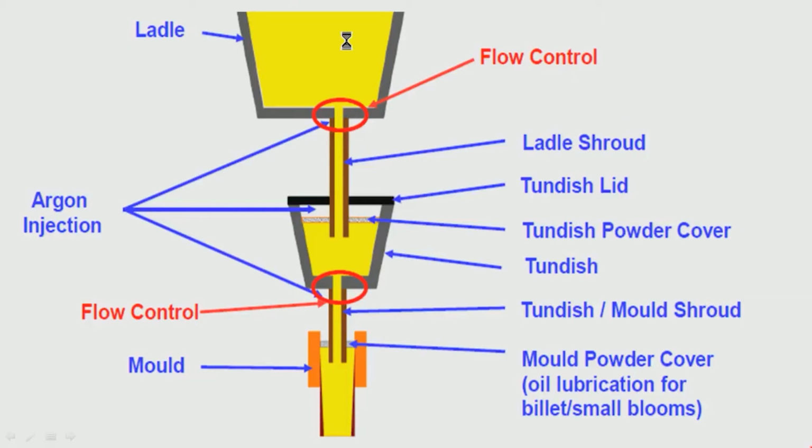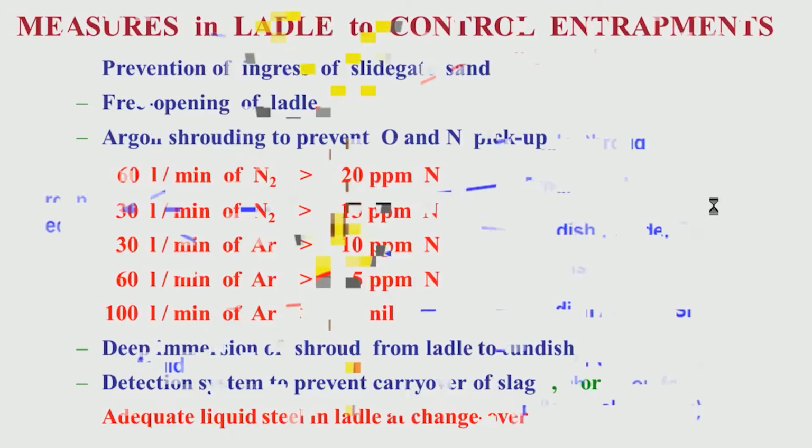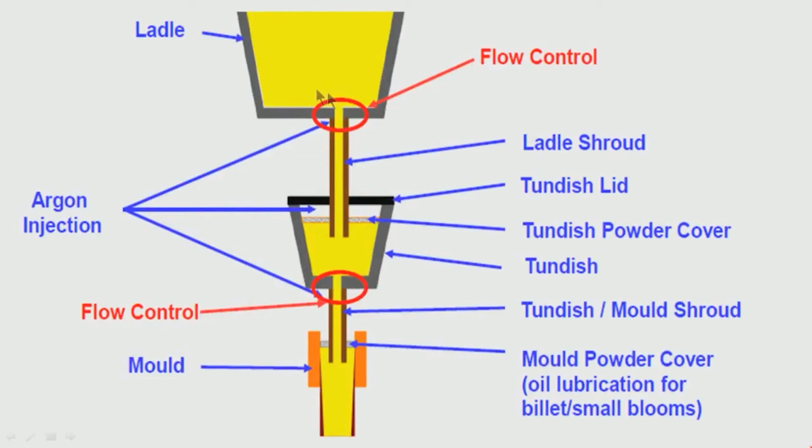So, there is a technique. There has to be a detection system to prevent carryover of slag. That means at the bottom of the ladle, at the exit, at the flow control, there has to be a device which will give an indication that yes, slag is starting now. So, immediately the slide gate will be closed.